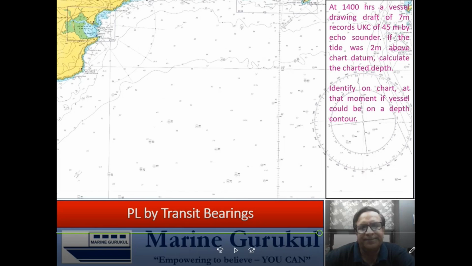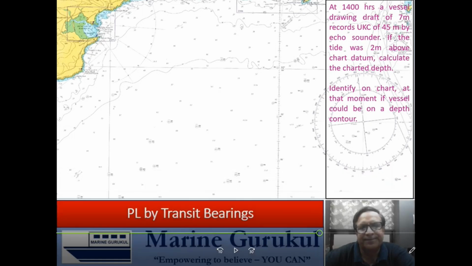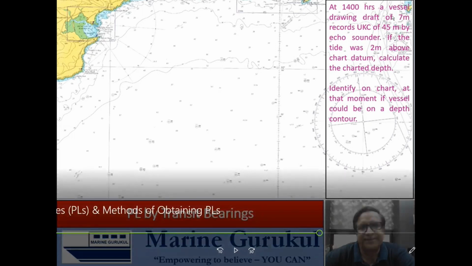Sir, 50 meters. Very good, beta. The charted depth should be 50 meters, because you see the vessel has a draft of 7 meters, the UKC is 45 meters. So this tells us that the total depth of water in that area at that position would be 45 plus 7, which comes to 52 meters.